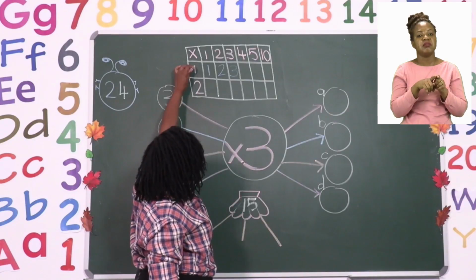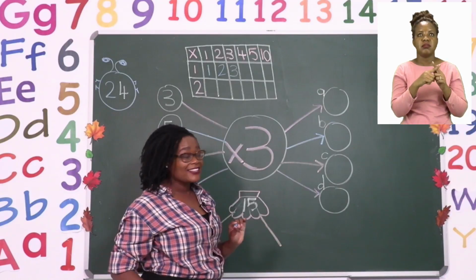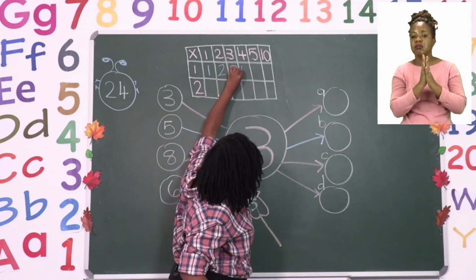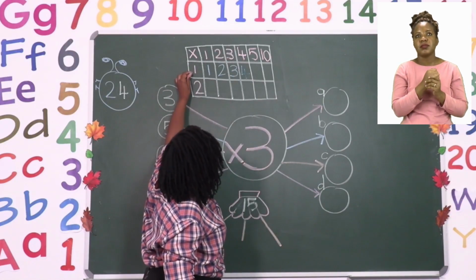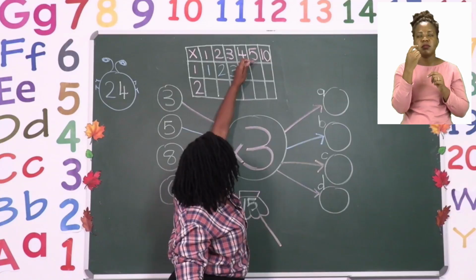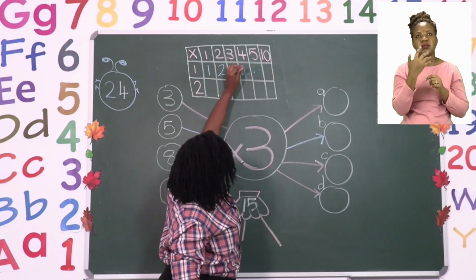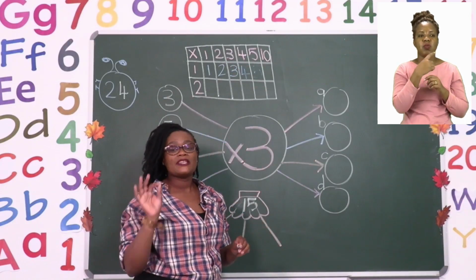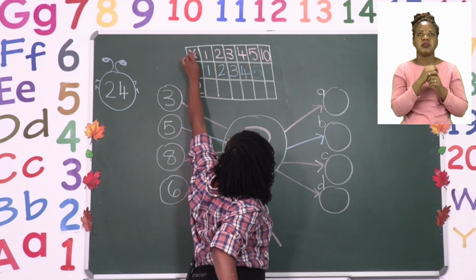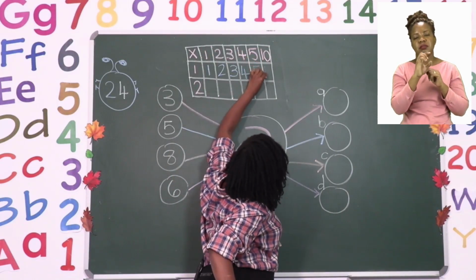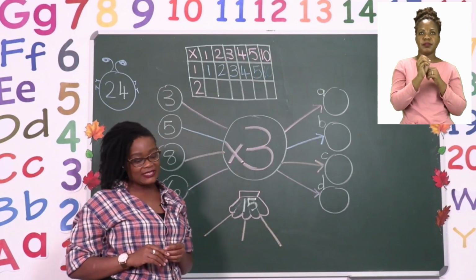The next one is 1 times 4, which is not in your book. So the answer here is 4. Let's write our answer. Then we have 1 times 5. So we are going to write 5. So anything that is 1 times is always its own number. And the last one, 1 times 10 equals 10. So we have done the first row together.